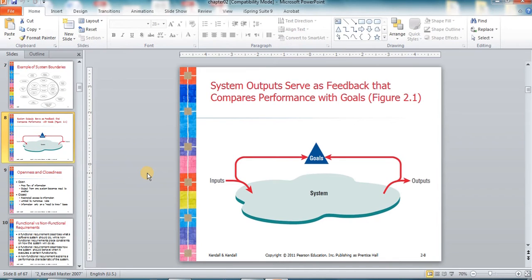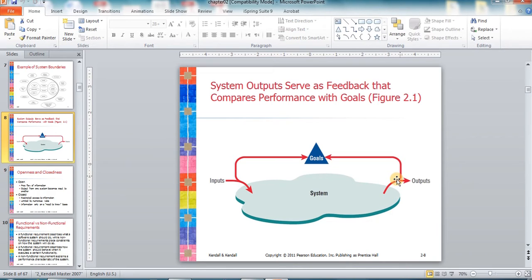So as I said before, each system in general will take certain inputs from its environment. It will process them, and it will execute certain operations within the system on the inputs in order to produce certain outputs or achieve certain targets that are the objectives of the system.